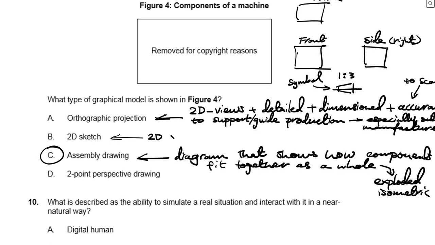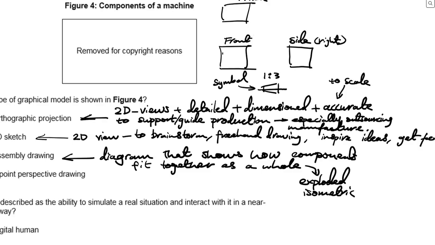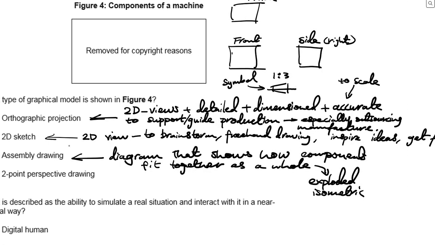Okay, next, 2D sketch. Exact same thing, but that's less detailed, right? It's just a 2D view, maybe to brainstorm, freehand sketching, freehand drawing, just to inspire ideas, get feedback, recognize or visualize conceptual models that we have in our brain or that we want to put into a visible form. Conceptual model.